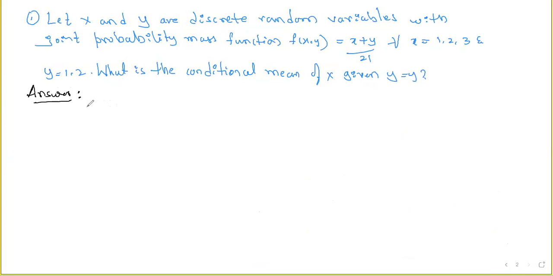Answer. So the given distribution: x and y are discrete random variables with joint probability mass function. There is no full stop or comma up to here, right? So you need to read up to here at once. So let x and y be discrete random variables with joint probability mass function f of x comma y equal to x plus y divided by 21 for all x equal to 1, 2, 3 and y equal to 1, 2.